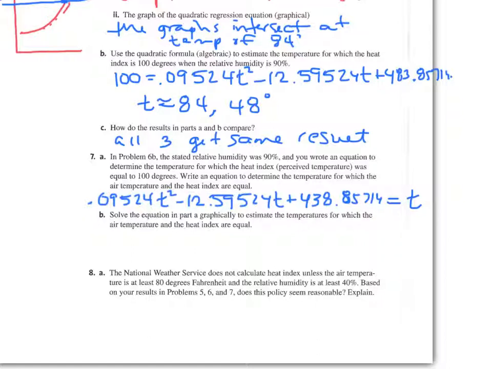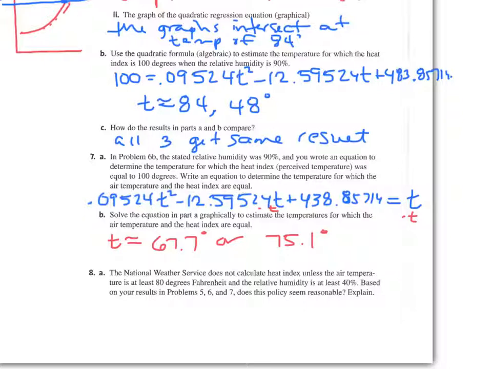So if we solve that, if I bring this over here, subtract this T over, and put it over here with this one, and then use my quadratic formula, we're going to find that T would have to be about 67.7 or 75.1. Those are the 2 degrees that would make it so that both the temperature and the heat index are exactly the same.